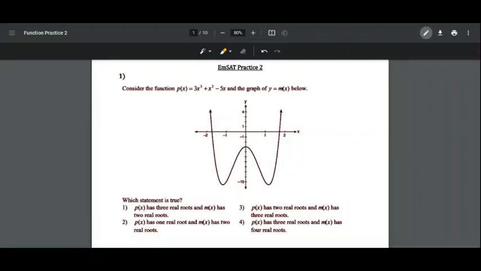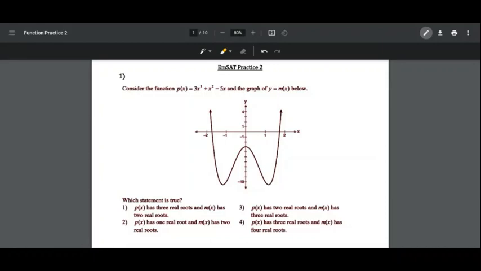The question says, consider the function p(x) = 3x^3 + x^2 - 5x and the graph of y = m(x) below. Which statement is true? Choice 1: p(x) has 3 real roots and m(x) has 2 real roots. Choice 2: p(x) has 1 real root and m(x) has 2 real roots. Choice 3: p(x) has 2 real roots and m(x) has 3 real roots. Choice 4: p(x) has 3 real roots and m(x) has 4 real roots.